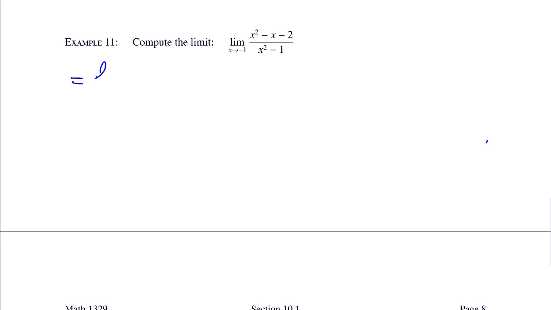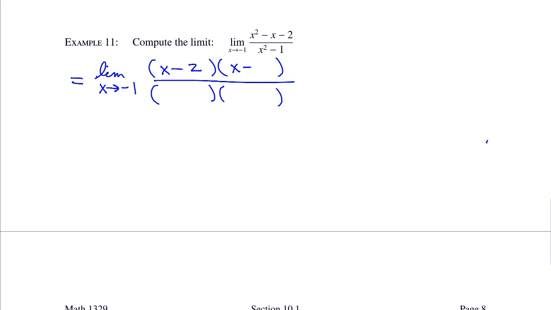So this one will factor as the limit as x goes to negative 1. How does the numerator factor? And how does the denominator factor? We're going to have x minus 2 and x plus 1. We're going to have x minus 1 and x plus 1. It's the difference of two squares.